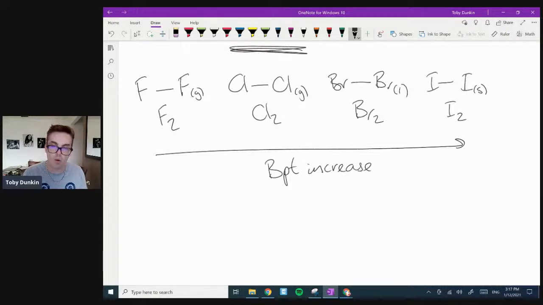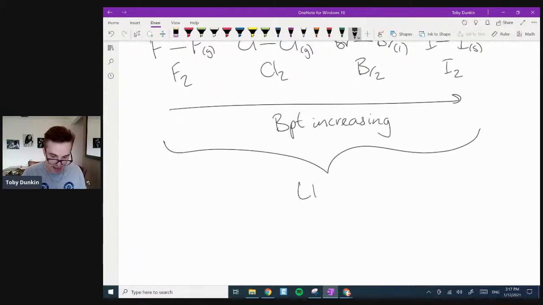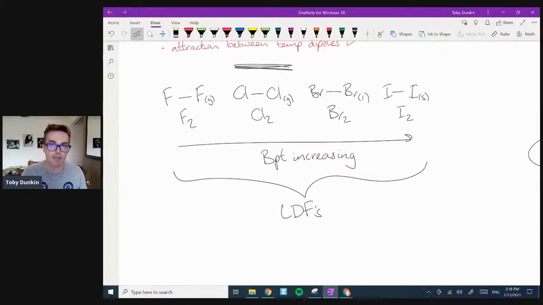Well, the question is, why? Because there are no different forces. All of these, every single one of these is LDFs. There are no permanent dipoles. There are no hydrogen bonds. This is only LDFs, only London dispersion forces. So why would they be accumulative?